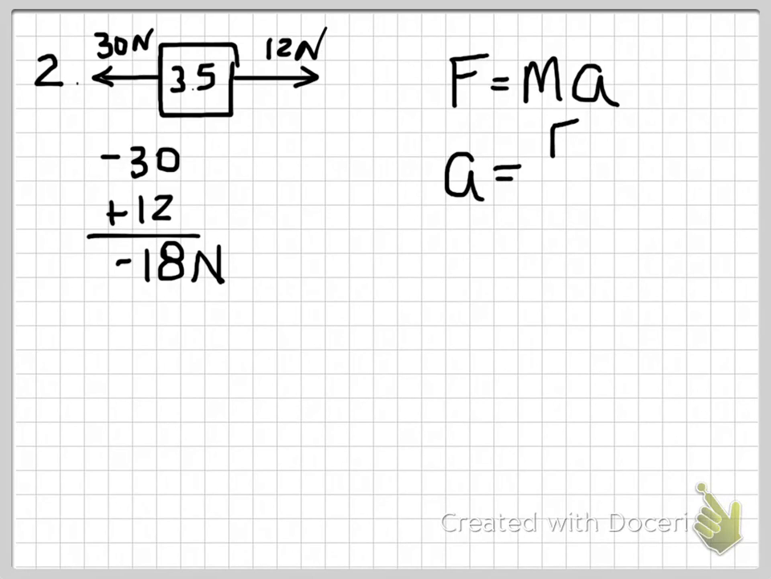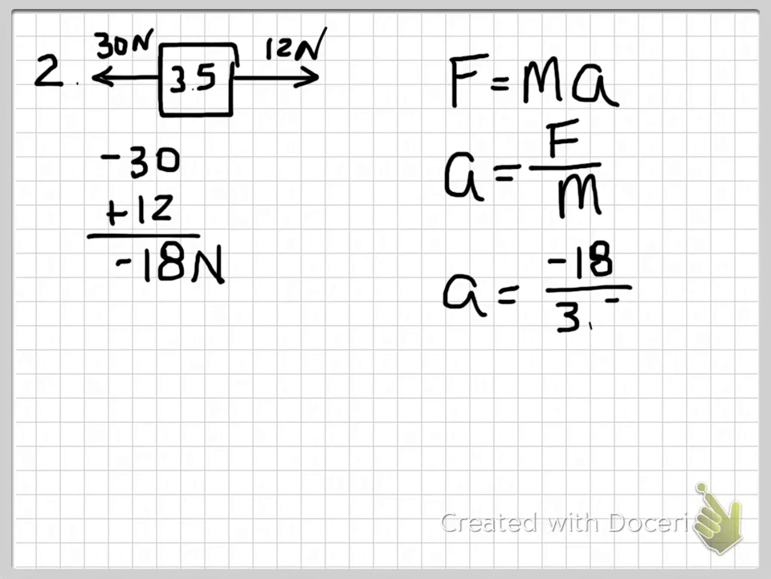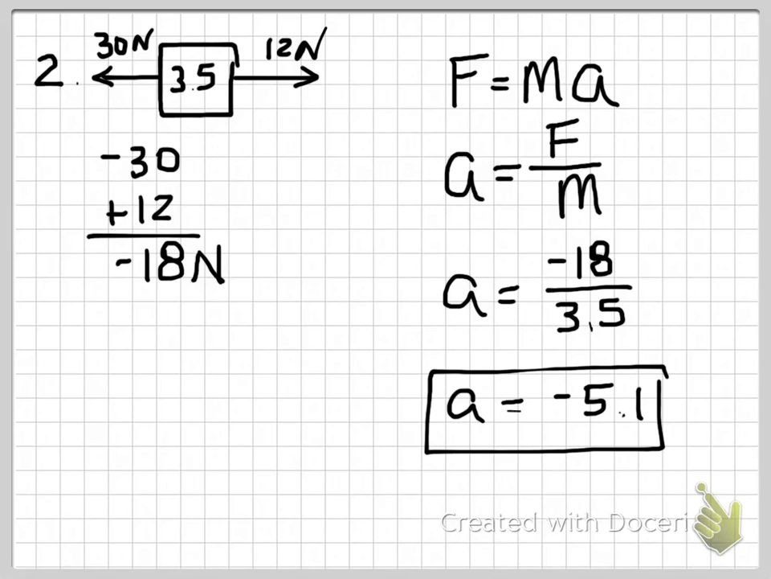In order to solve for acceleration, though, we're going to have to rewrite it as acceleration equals force divided by mass. Our force, we know, is 18, while our mass was 3.5. So when we do the math there, you end up with negative 5.1 for your acceleration. And that makes sense because it's moving towards the left, the negative direction, on a number line.